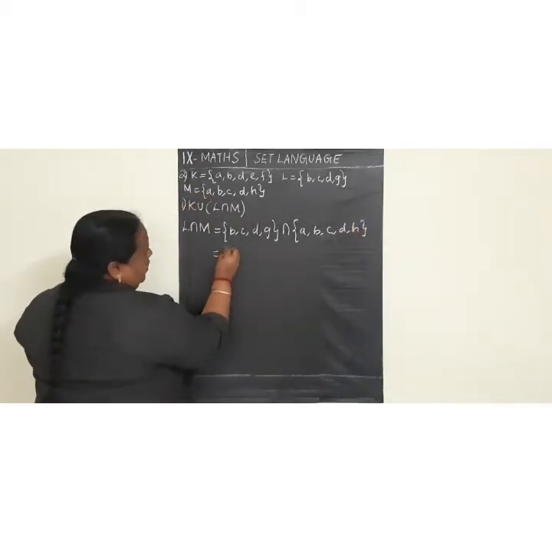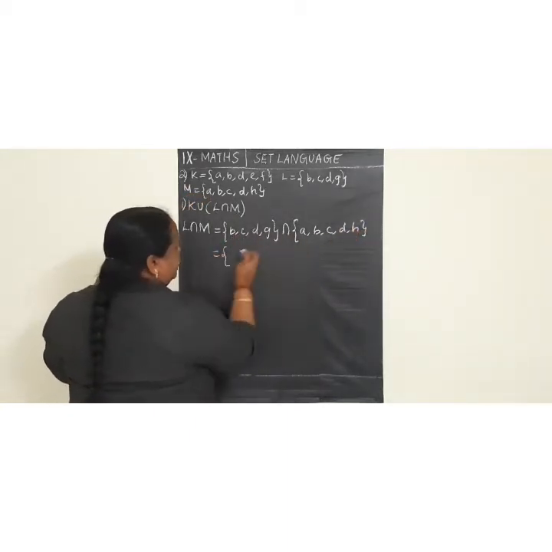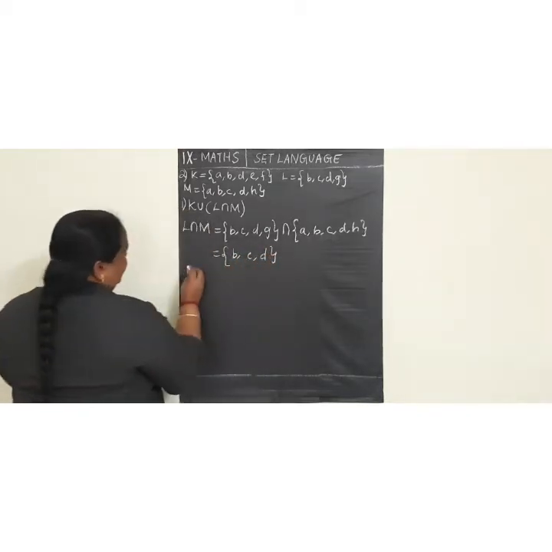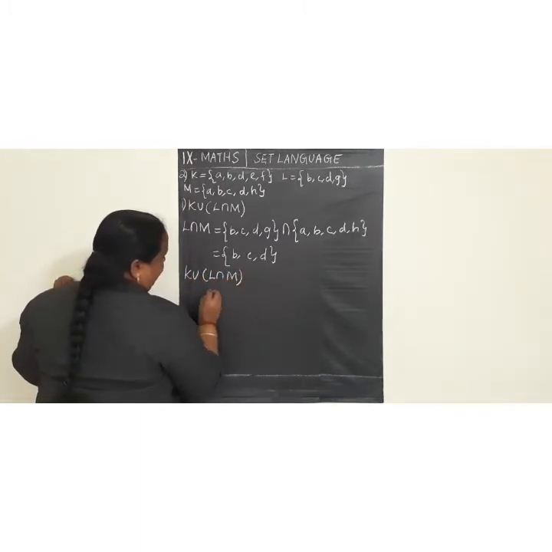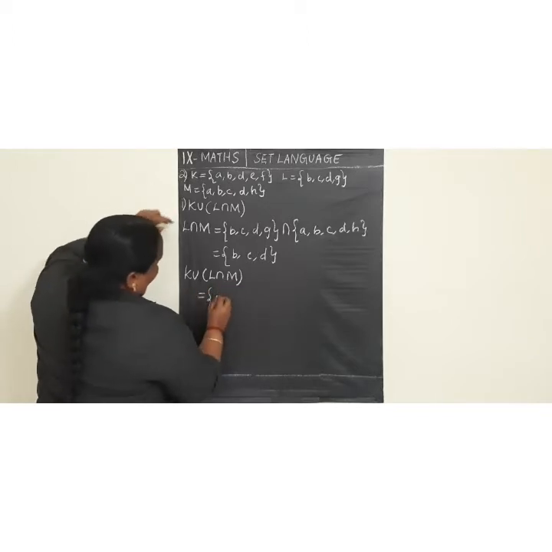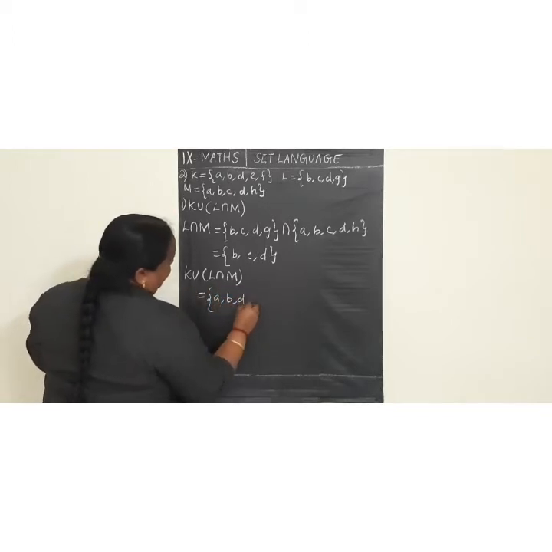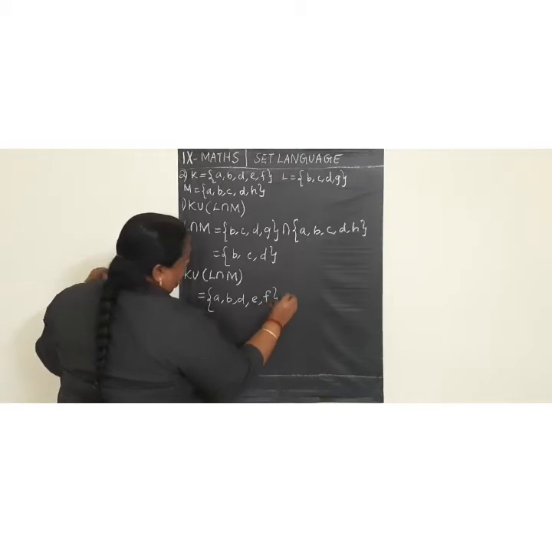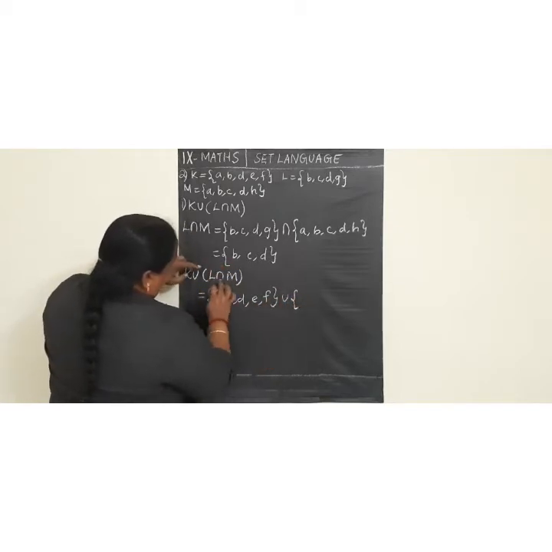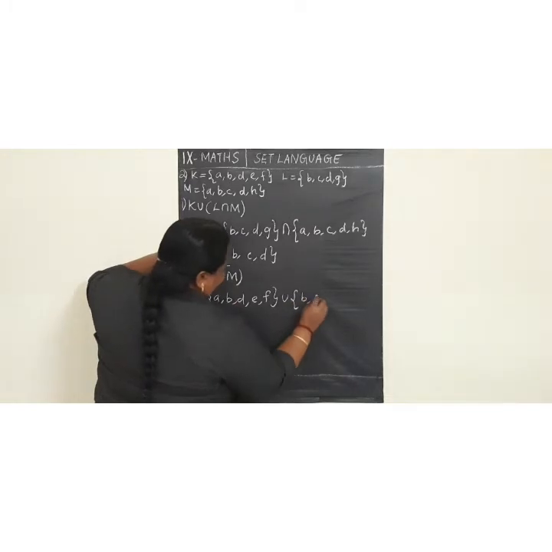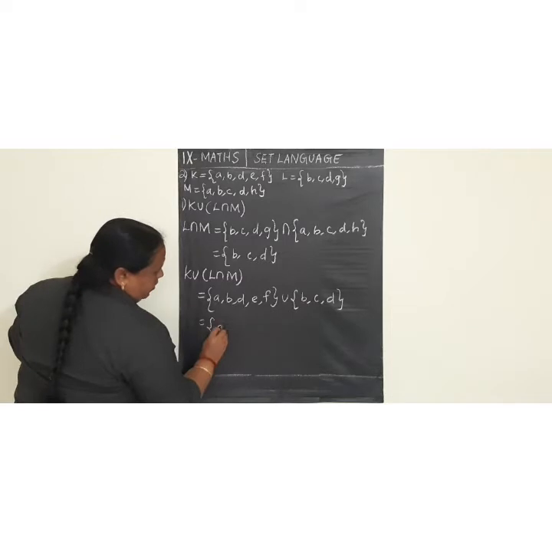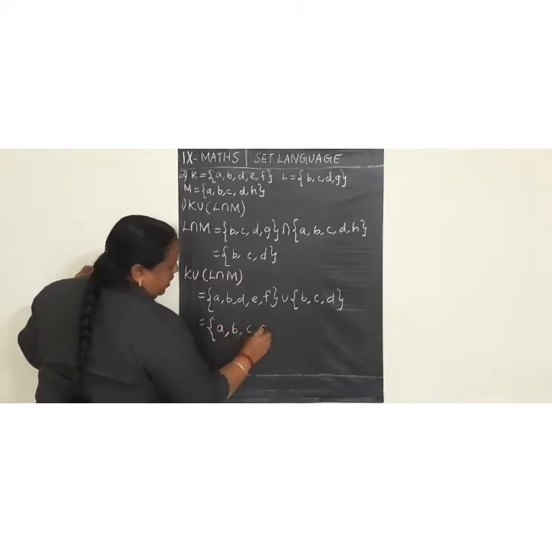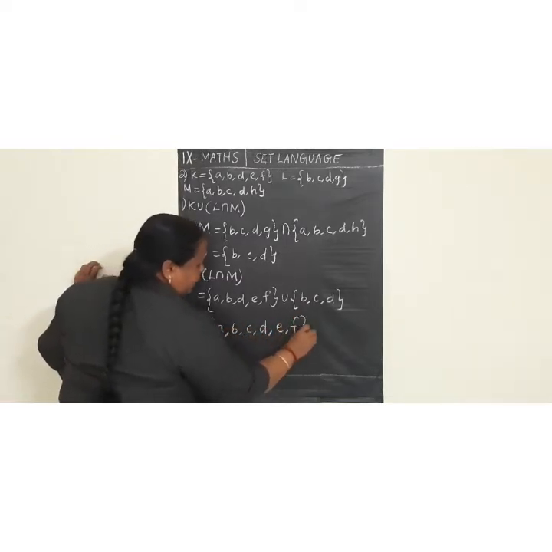Intersection means we have to write the common elements. What are all the common elements? B, C, D. Next we have to find K union (L intersection M) is equal to, first we have to write that set K, {A, B, D, E, F} union. Next we have to write L intersection M. L intersection M is {B, C, D}. Union means both we have to combine and write it. So {A, B, C, D, E, F}.